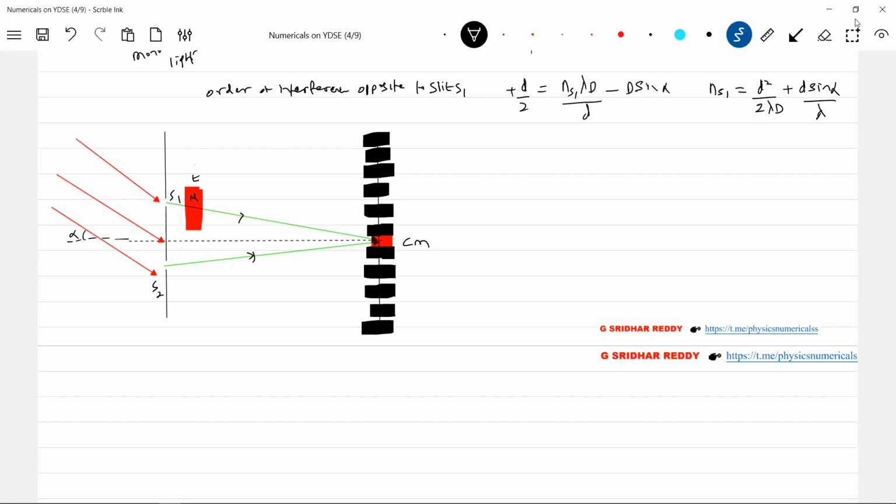So what is the additional path? Delta x1 should be equal to mu minus 1 into t, where t is the thickness of the slab. Okay, I hope everyone is able to manage things comfortably. Now the slab is there. Okay, now what happens if a student accidentally, instead of placing the slab here, places it here?